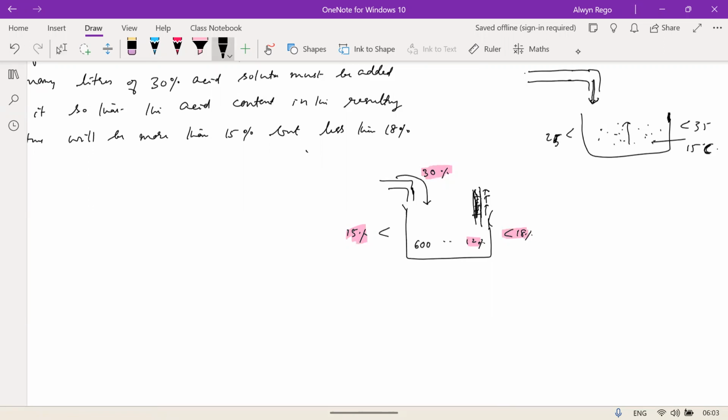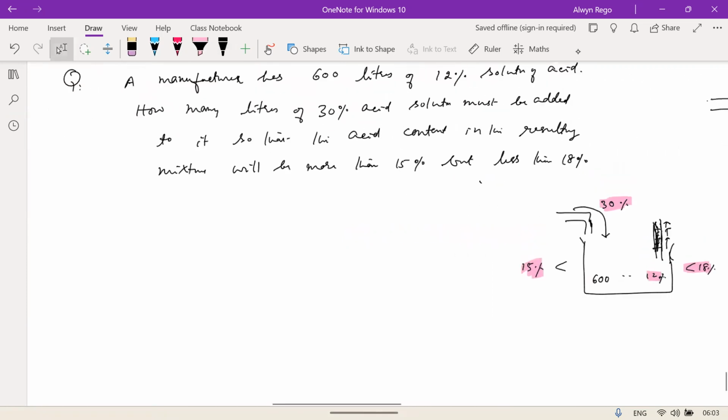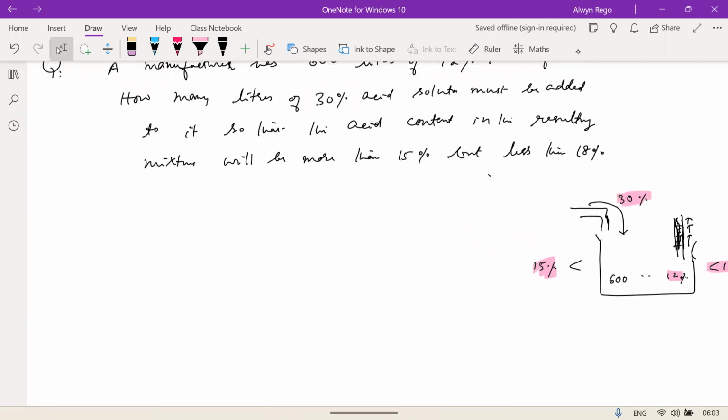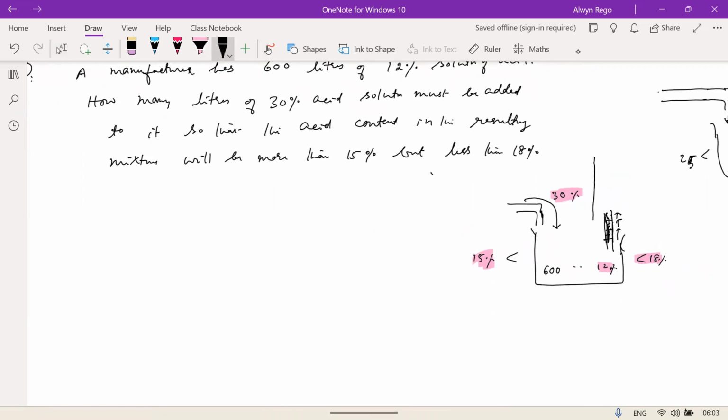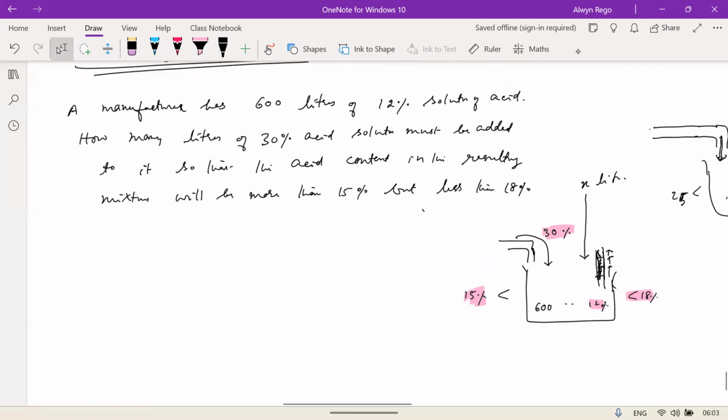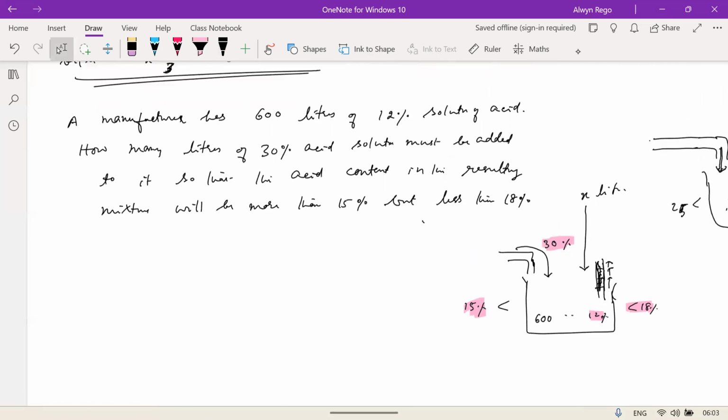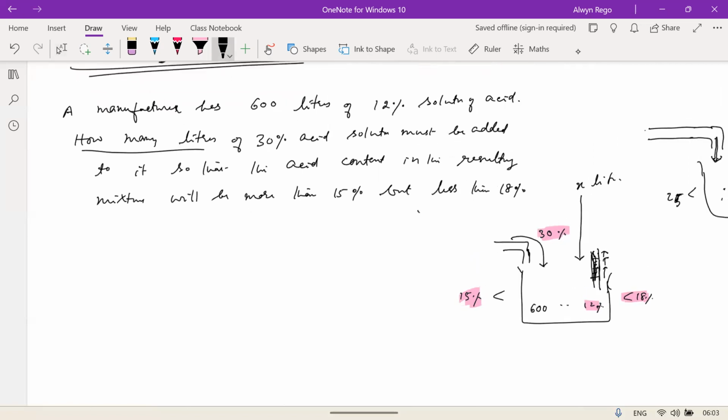So assuming that there is no loss of heat anywhere, supposing you seal the system. What I'm trying to say is that adding the concentrated acid to the weak acid and mixing it up, you can bring up the concentration. So I can write this mathematical model as follows. I don't know how much I should be adding. Let's say X liters of the 30% acid have been added, unknown liters.